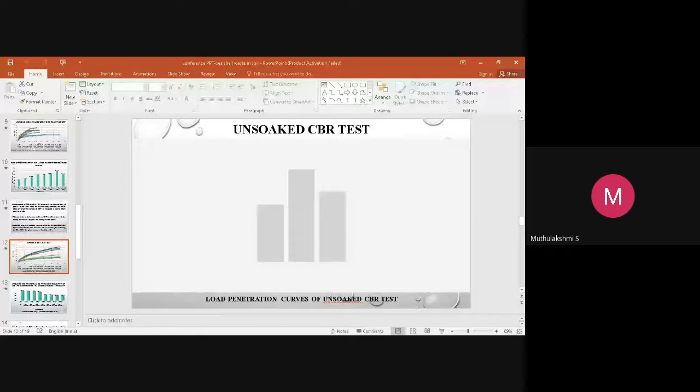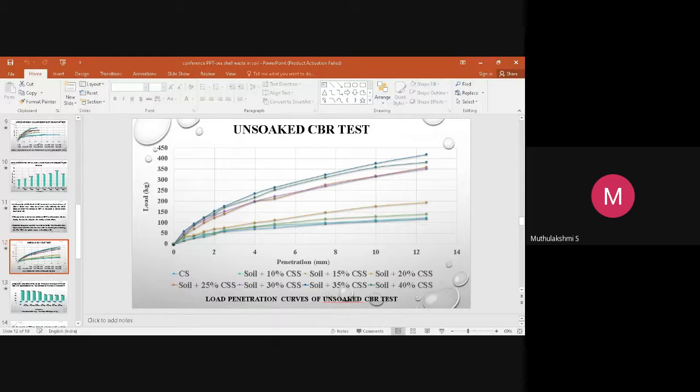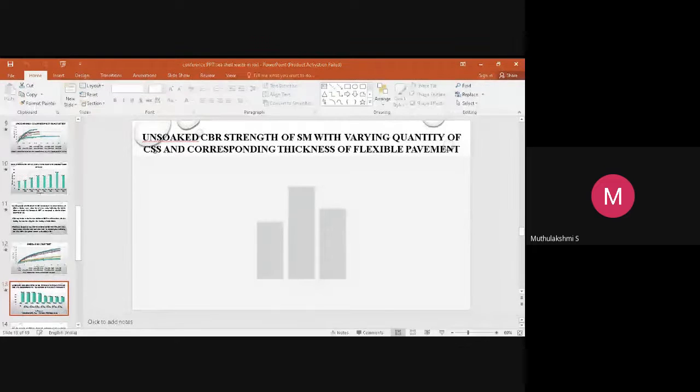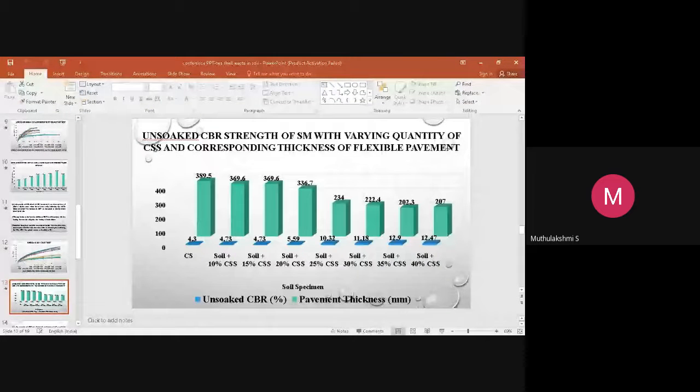Then CBR tests, unsoaked CBR test and soaked CBR test, were carried out. This is the load penetration curve obtained in the unsoaked CBR test for soil with varying percentages of crushed seashell waste. Based on the unsoaked CBR values, a maximum unsoaked CBR strength of 12.9% was achieved, again for soil with 35% crushed seashell waste, and the flexible pavement thickness was calculated to be 202.3 mm as compared to 389.5 mm calculated for virgin soil.